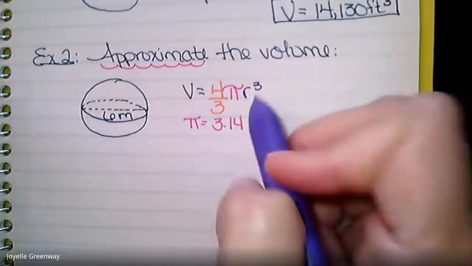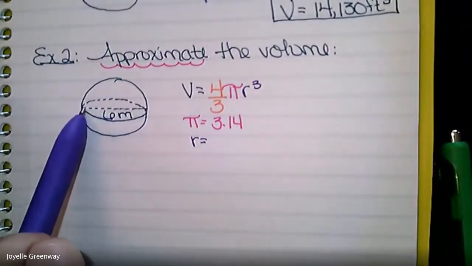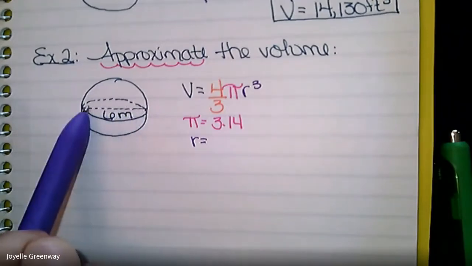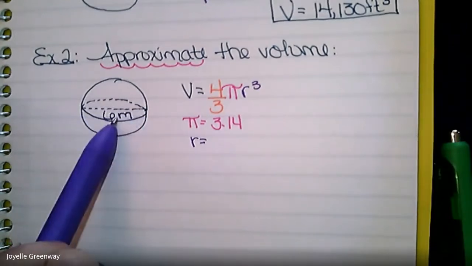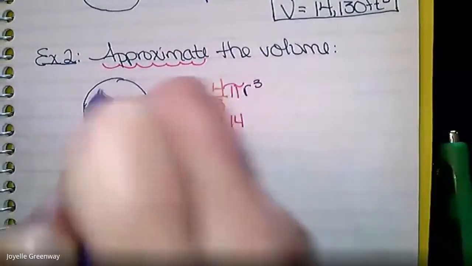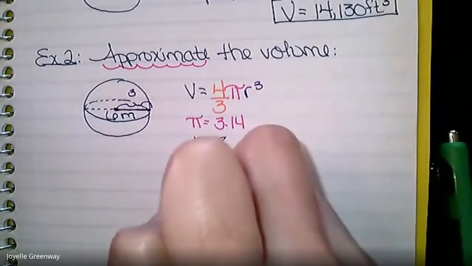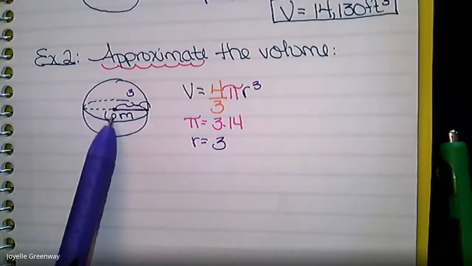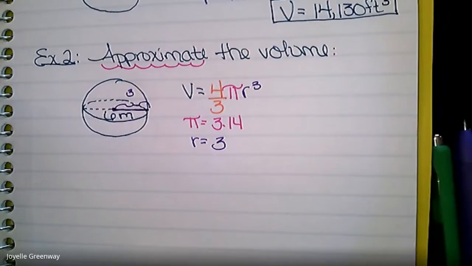Okay, so now I need my radius. So please look carefully, right? So this line goes all the way across through the center of the sphere. So this is the diameter, right? So the length of the diameter is 6. So therefore, I need half of that for my radius. So my radius is actually 3. Okay, so this is another big area where people make mistakes. They don't check to see if it's the diameter or the radius.